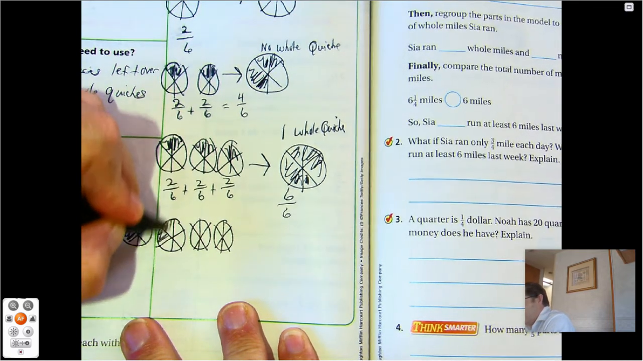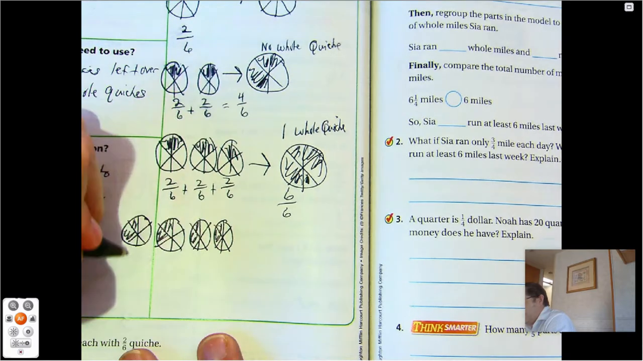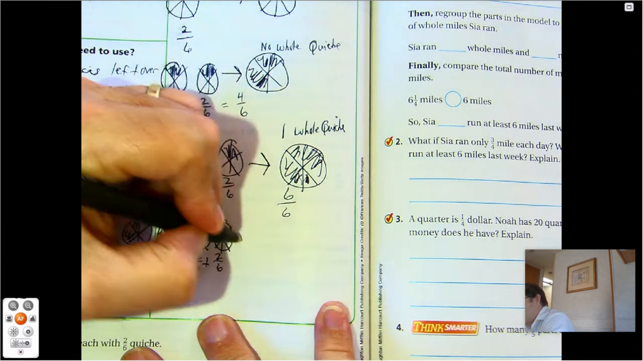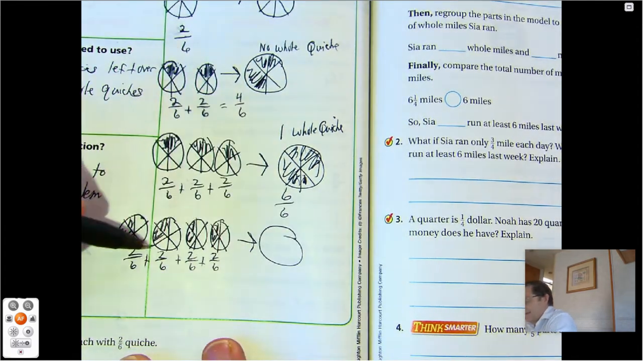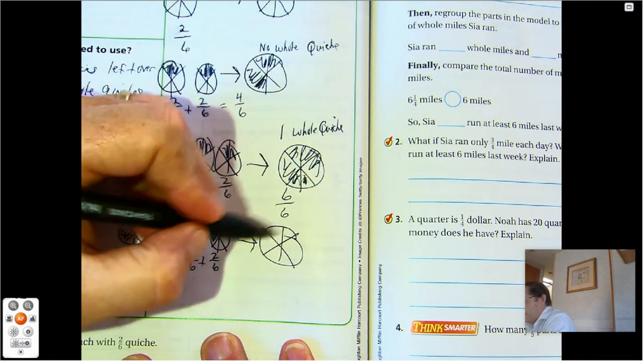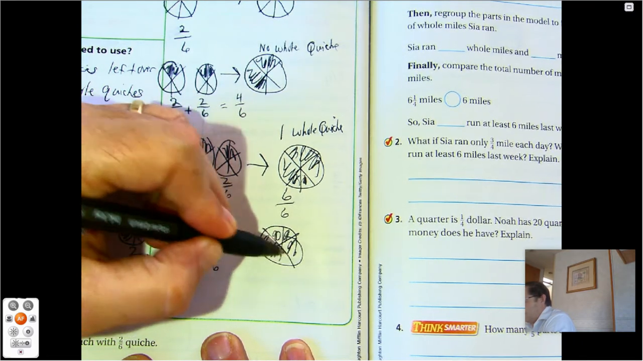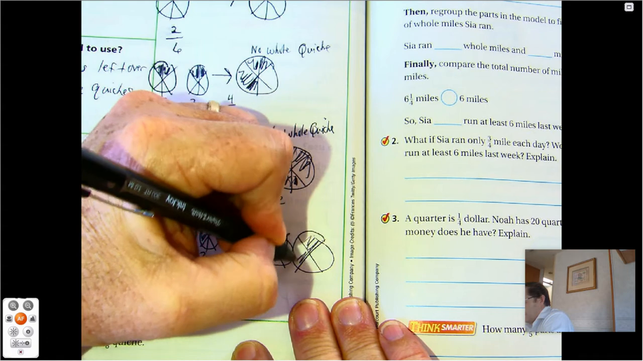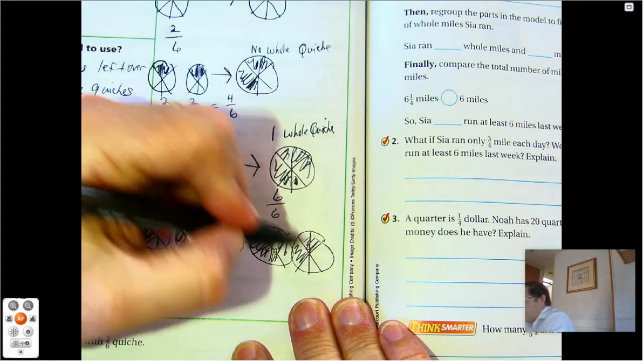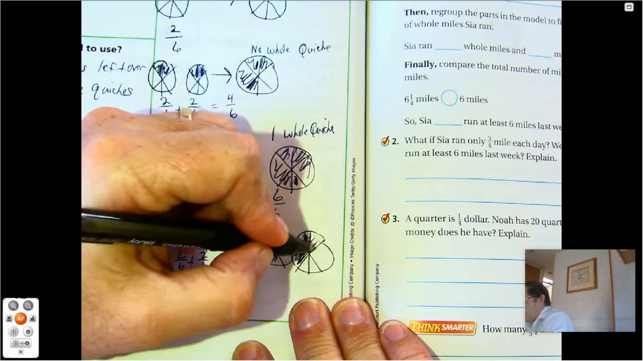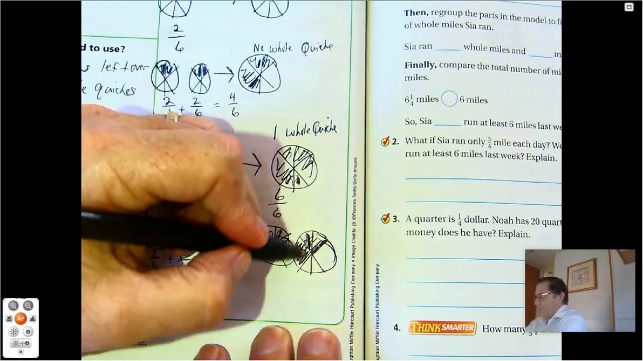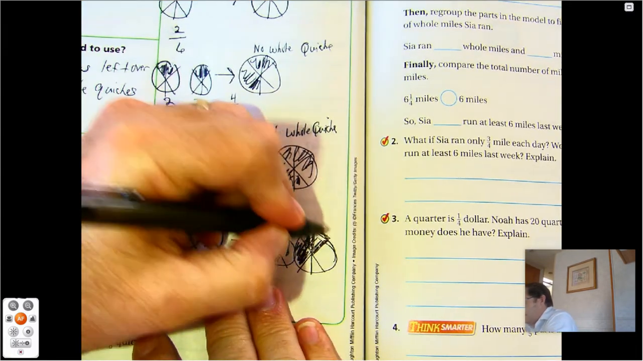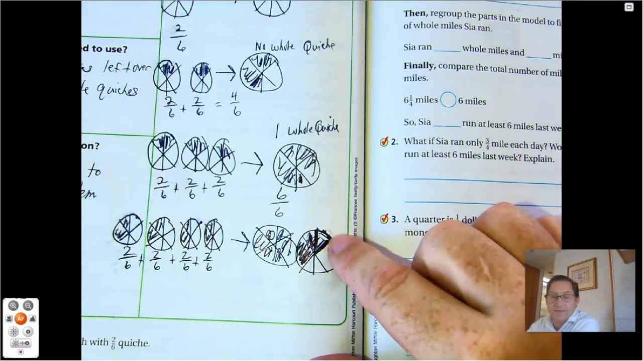And every dish has 2 pieces, so 2/6, 2/6, plus 2/6, so on. That would give us 8 pieces, right? Well, we know that 1 whole dish has 6 pieces, so we're starting to work on our second one. Okay, and we have 1 2/6 now. This piece right here is not shaded.